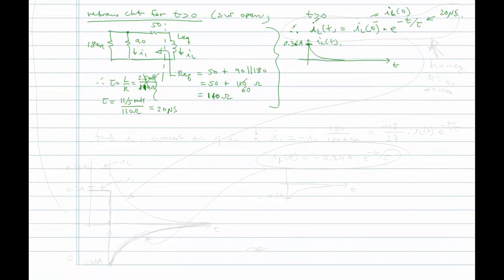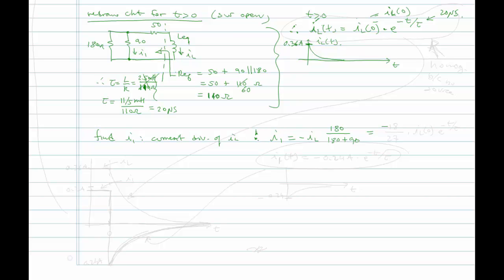Now the last thing we need to do is to find what I1 is. Well, I1 is going to be a current division version of IL, right? Find I1. Current division of IL. So we'll have I1 is equal to, notice the direction, IL is pointing the opposite direction as I1, so it's going to be a minus IL. And that current is going to split between the 90 and the 180. So it will be 180 over 180 plus 90.